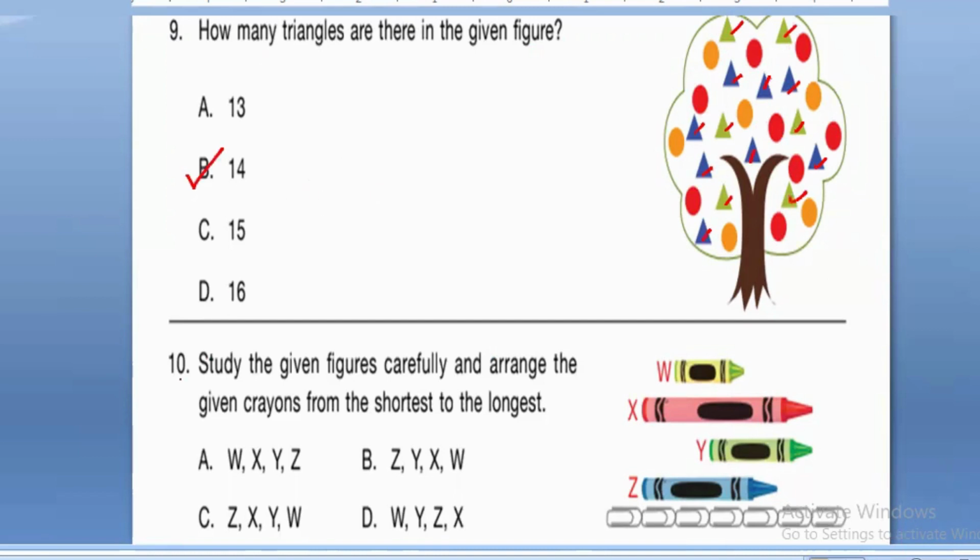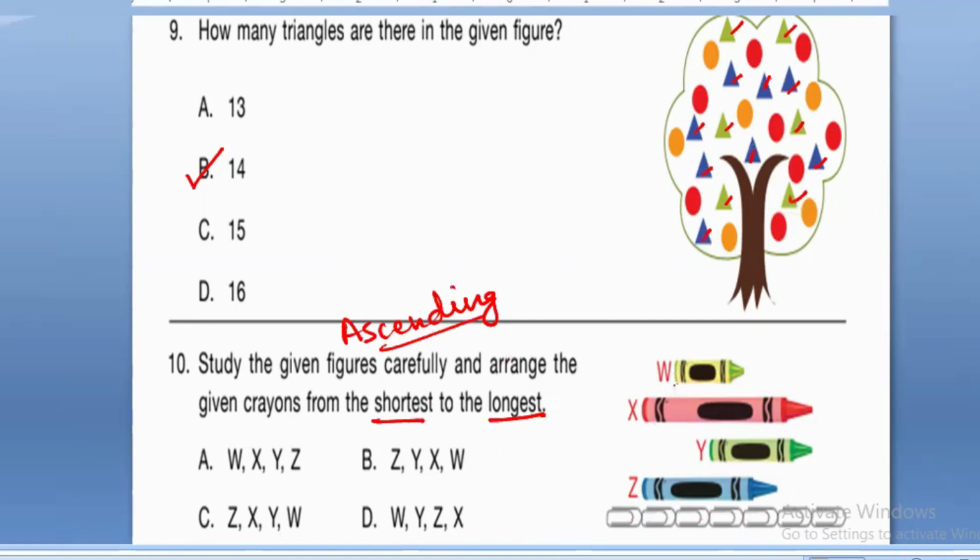Now let's move to question number 10, where you have to study the given figures carefully and then arrange the given crayons from shortest to longest. From shortest to longest means you have to arrange the crayons in ascending order. You can see the length of every crayon is based on these pins only. So we have to count the number of pins, and that would be the length of the given crayon.